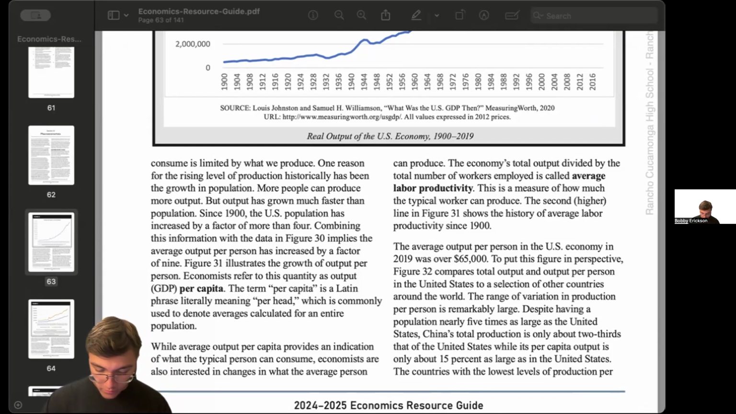And not only are we looking at an average output per capita and seeing what a typical person can consume, we can also see what an average person can produce. So output per capita is how much can be consumed as well. Whereas the average labor productivity, which is shown here, is the total output divided by the total number of workers. And so that's average labor productivity. And if you notice, this is pretty much the same as GDP per capita, which is the output per person.